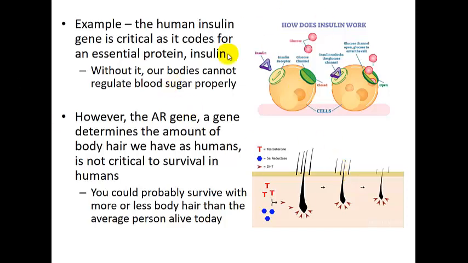So while no matter what we do, we need insulin regulation because we have to eat and consume foods that require insulin to help regulate that blood sugar, our ability to survive with more or less body hair is much more neutral. It may be good, but it's not critical. So a gene like the body hair gene would be more in the neutral category, where the gene for human insulin would be more in the harmful category.